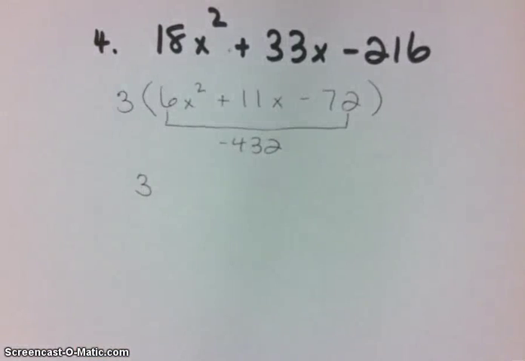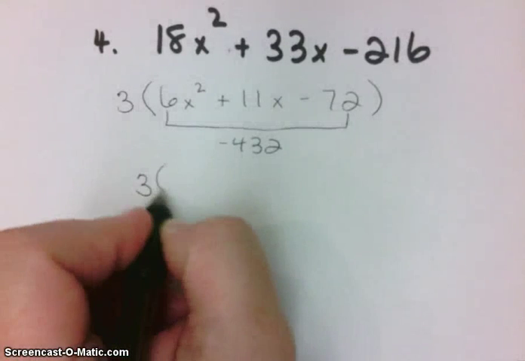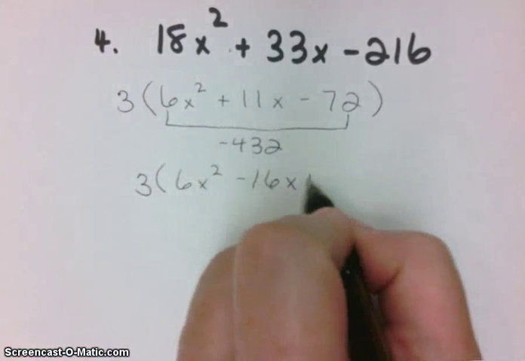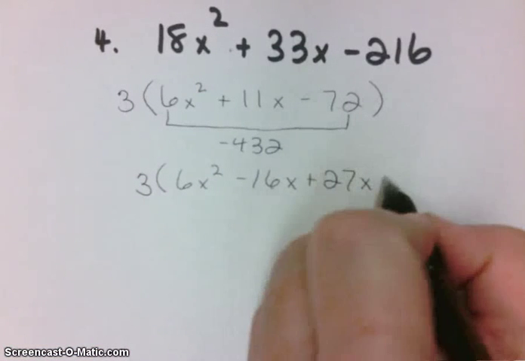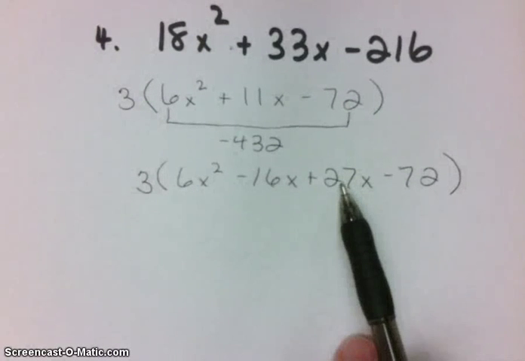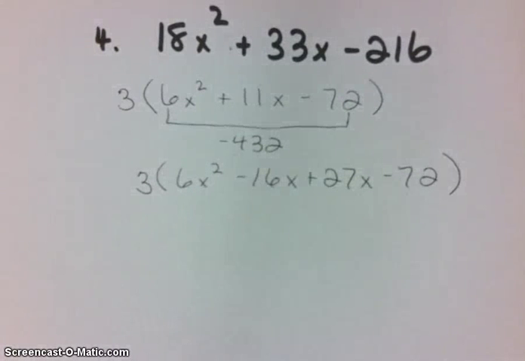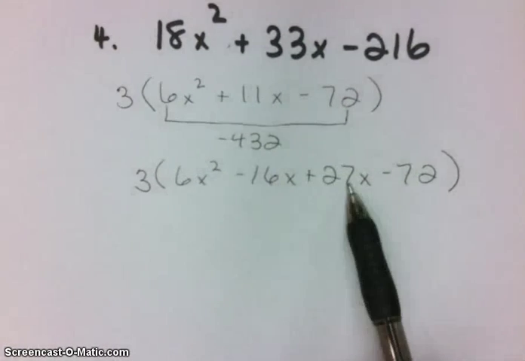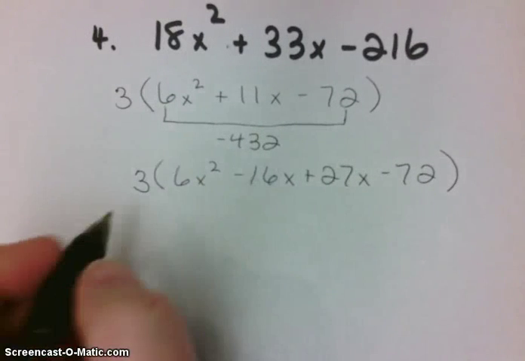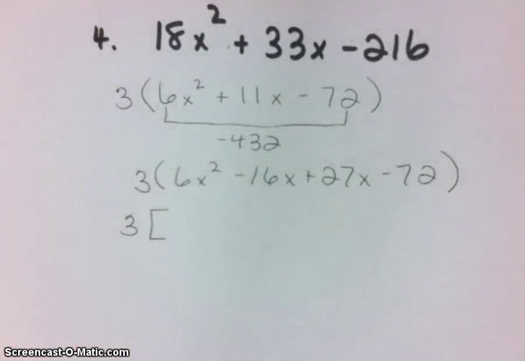I can hear you on your calculator. Hopefully, you recognized that a negative 16x and a positive 27x will do it for us. So negative 16 times positive 27 gives us negative 432, and negative 16 plus 27 gives us that positive 11 that we want. So now we're going to take out some common factors and try to factor this by grouping.